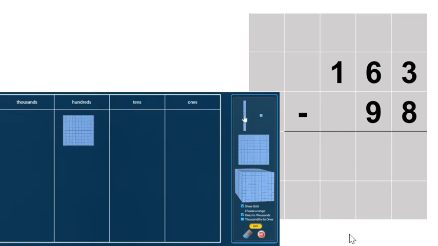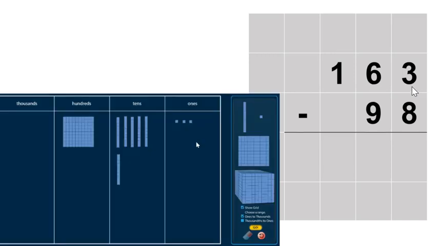I show the number 163 with place values, 100, 6 tens, and 3 ones. Now I'm going to subtract. I have 3 ones over here, and I have to subtract 8. But I can't subtract 8 when I only have 3. So I'm going to regroup one of my tens.